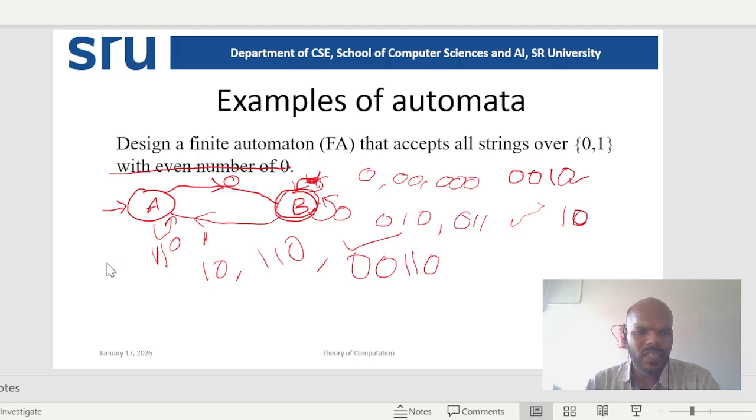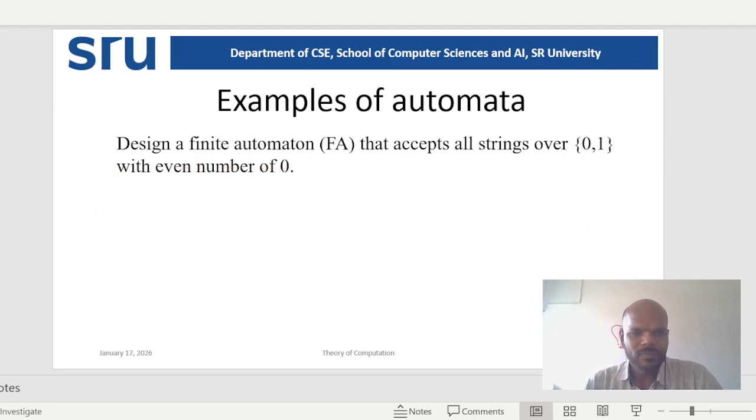Now we will see one more example. Design a finite automata for strings over 0, 1 with an even number of zeros. That means the automata should accept strings with an even number of zeros. What are the accepting strings? Let me write them first.